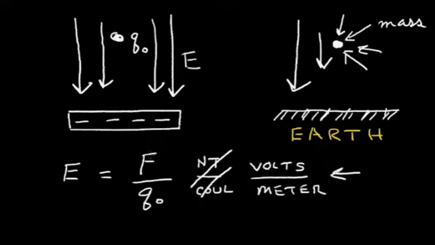Now this force F is the force on the small charge. And if Q0 is a positive charge, the force is in the direction of this electric field. The electric field tells us the direction of the force if we put a small positive charge into this field. So volts per meter, let's investigate what that really means.